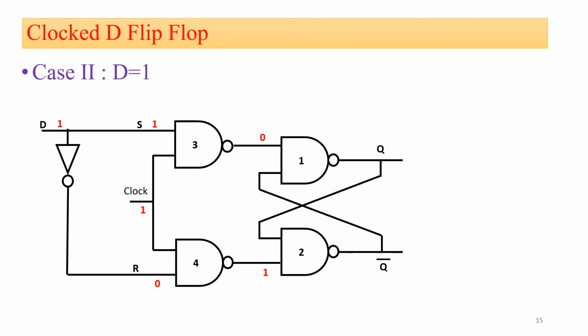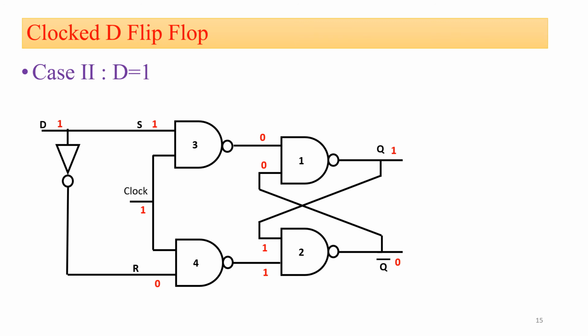Now as one input to your first NAND gate is 0, the output, that is Q, is forced to be 1. Now when Q equals 1, then the second input to your NAND gate number 2 will be 1. So both the inputs are 1, that's why the Q bar equals 0. Now when Q bar equals 0, the second input to your first NAND gate will be 0, and this continues to give your Q equals 1 and Q bar equals 0.